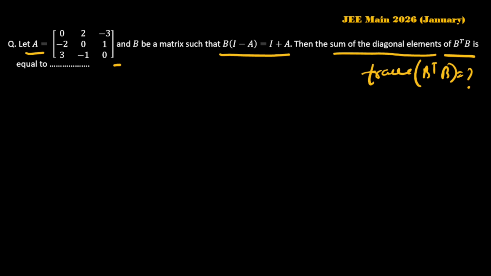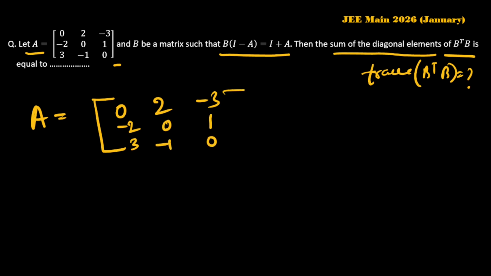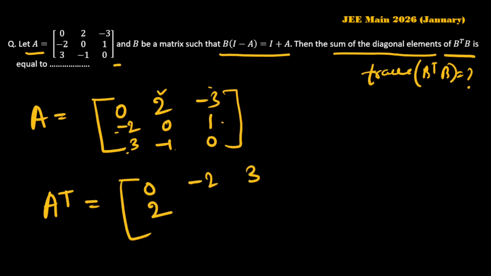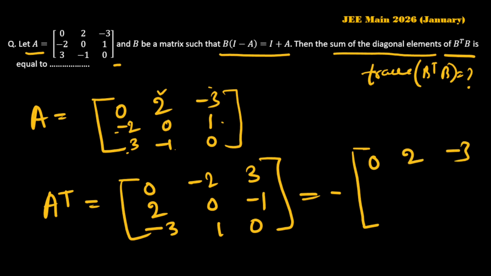If you observe, matrix A is equal to 0, 2, minus 3, minus 2, 0, 1, 3, minus 1, 0. All the diagonal elements are 0, and this element has a minus element here, this element has a minus element here, and so on. That type of matrix is skew symmetric. So A transpose is equal to 0, minus 2, 3, 2, 0, minus 1, minus 3, 1, 0. That is actually minus of 0, 2, minus 3, minus 2, 0, 1, 3, minus 1, 0. So that is actually minus A.